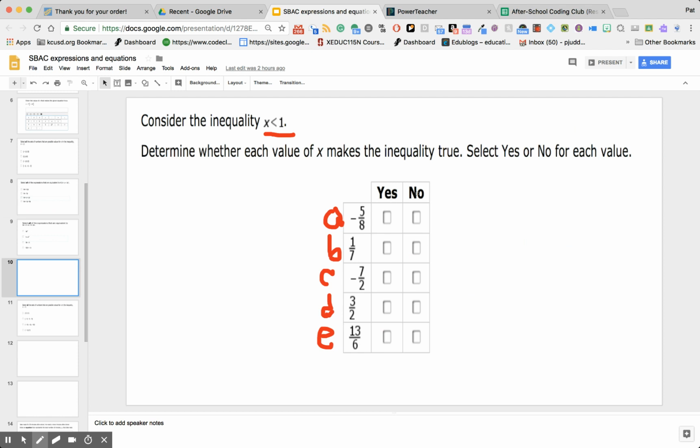When you have check boxes and it says select yes or no for each value, that means you need to have something checked in each row of boxes. You cannot leave any row with no box checked. You either check one or the other. And you're going to take your value in this column and compare it to your inequality. Remove the X, replace the value. Is it a true statement? You have 5 values to take a look at and decide if it is or it is not a correct value to make the inequality true. Take 2 minutes, pause the video here, work with your partner or work alone. Go.